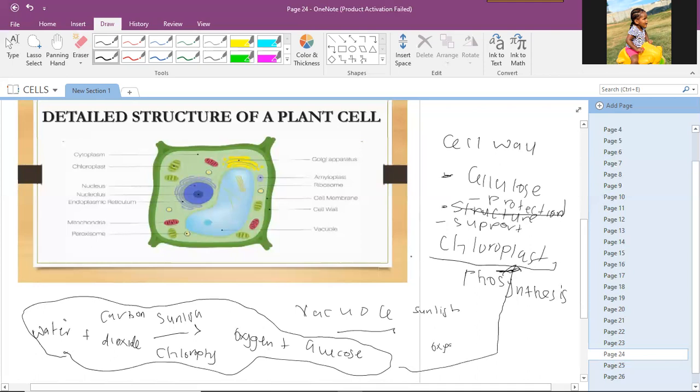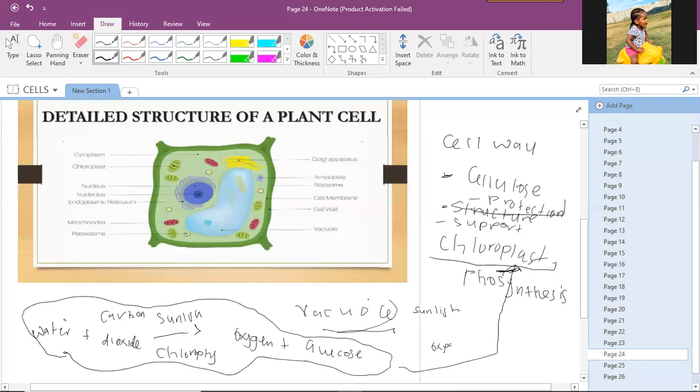We're going to talk about this process in detail when we look at photosynthesis and experiments for photosynthesis. You put a plant in the dark, what's going to happen? Is it going to photosynthesize? How do you prove that photosynthesis has taken place? We're going to look at this in detail.